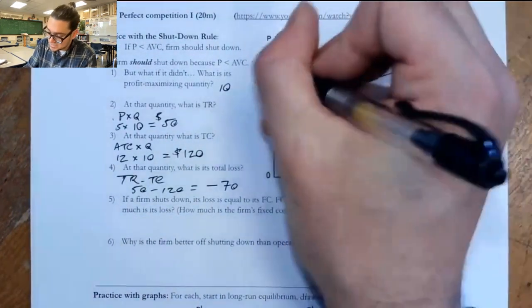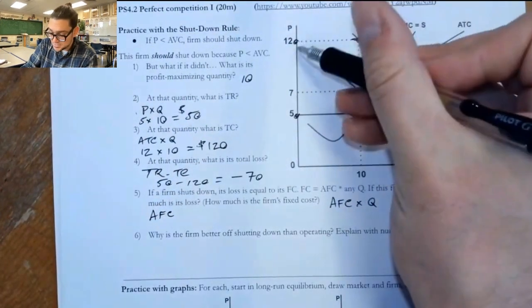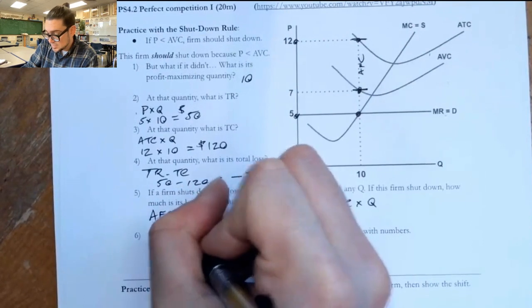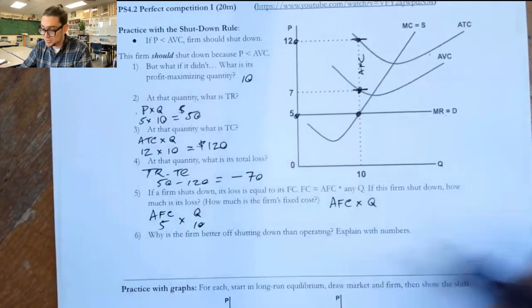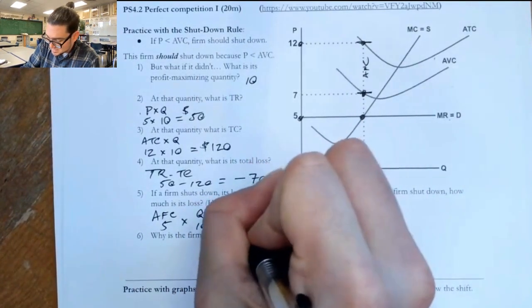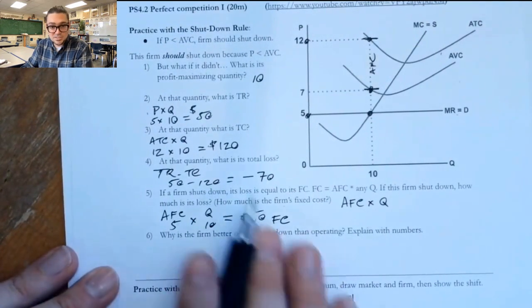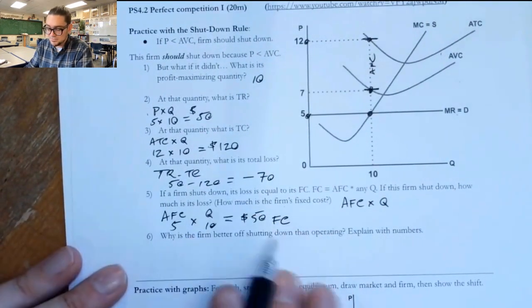So we would say the AFC is 12 minus 7, so that's 5, times any quantity, and in this case, that 5 occurs at quantity 10. So their fixed cost is $50. And so which one would you rather lose? Would you rather lose $50 or would you rather lose $70? Well, of course, the firm's going to rather lose $50.